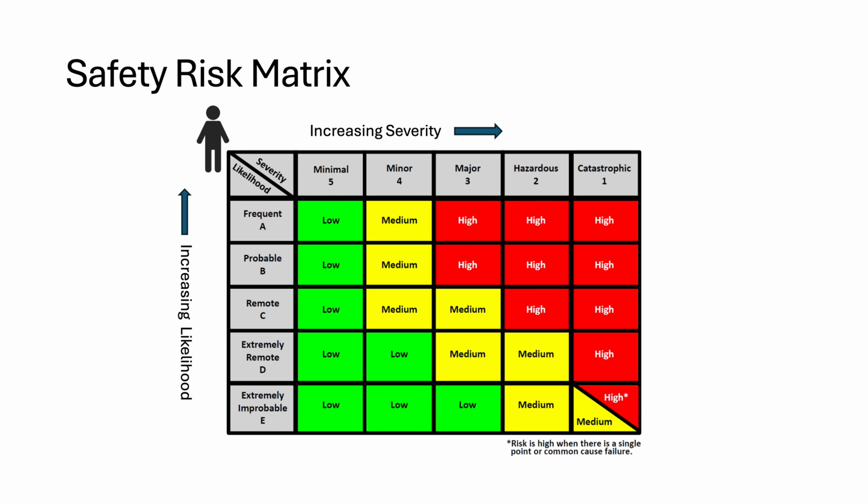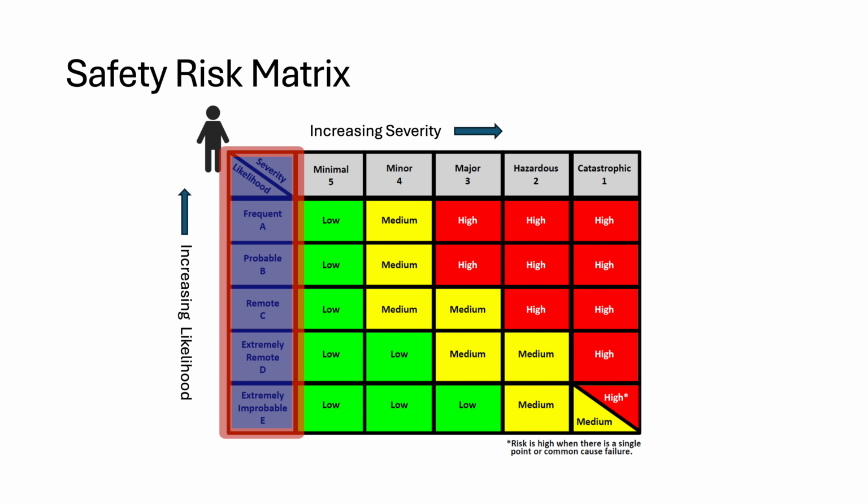A hazard matrix is a powerful tool used in safety and risk management to evaluate and prioritize risks systematically. By combining the likelihood or probability of a hazard occurring with the severity of its potential outcomes, the matrix provides a clear, visual way to assess overall risk and determine appropriate mitigation measures. Let's break it down into its key components.